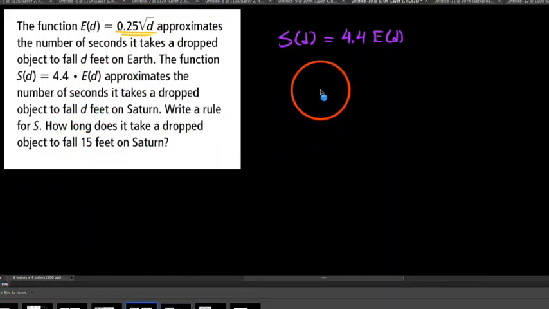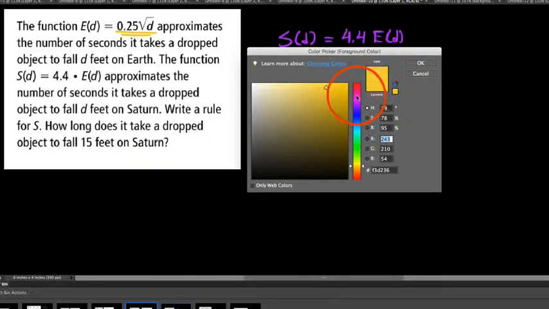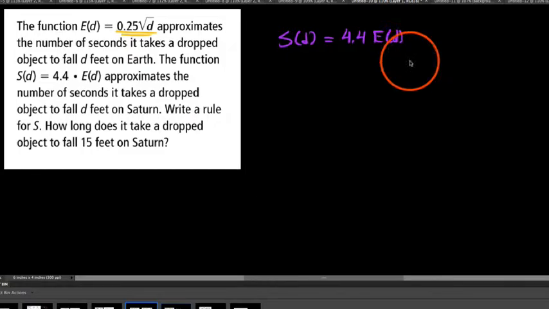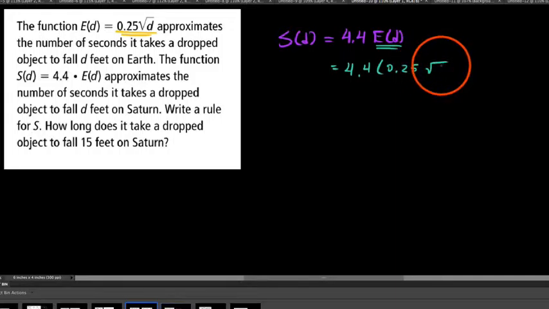1/4 the square root of d, we're going to plug that in for E of d here. So we're going to plug this in for E of d, and we get Saturn's model here is 4.4 times 1/4, 0.25, the square root of d. And so here's really our model.